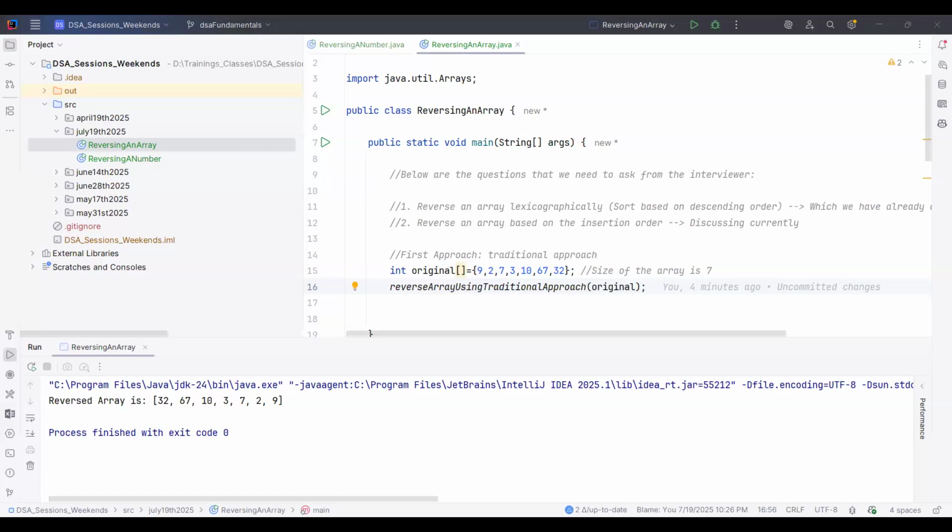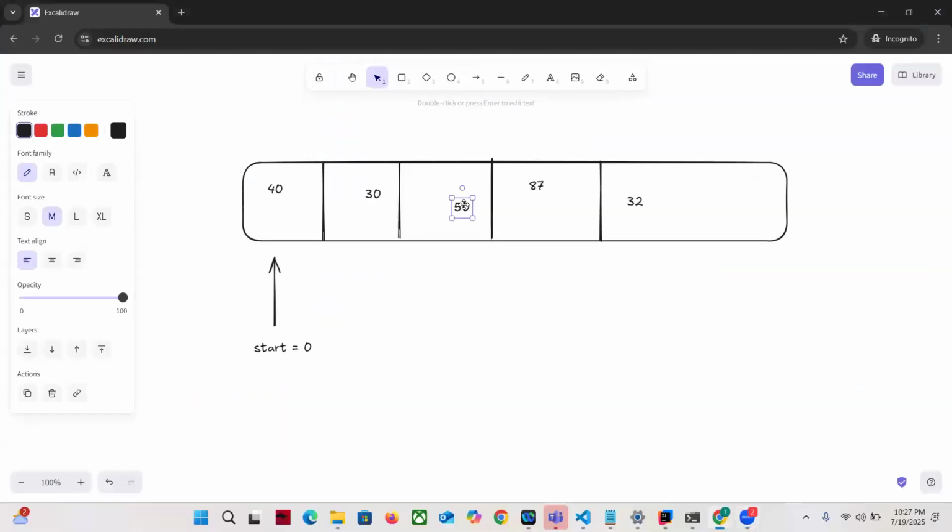So when I say 40, 30, 50, so what we are doing here now, this is the start position. Rahul, are you sharing the screen? I could see. Okay, my bad, sorry. Now you are able to see the screen. Yes, yes, now it is possible.